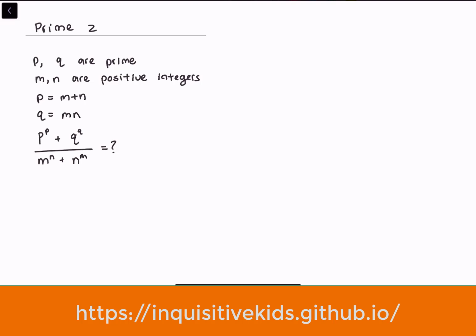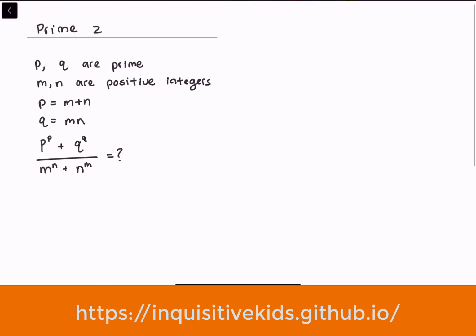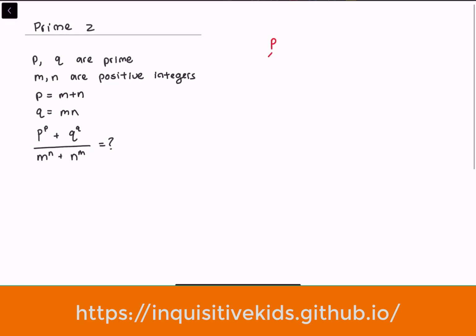So we know that P is equal to M plus N. Let's think about it. P can either be 2 or an odd prime number. If P was 2, M plus N would equal 2. So then M and N can only be 1 plus 1 or 2 plus 0. Of course, it cannot be 2 plus 0 because M and N both are positive integers.